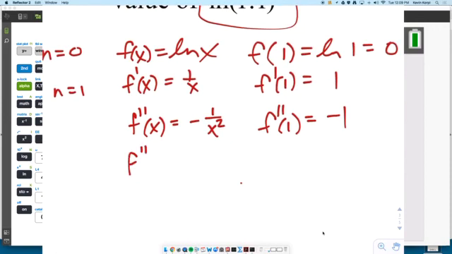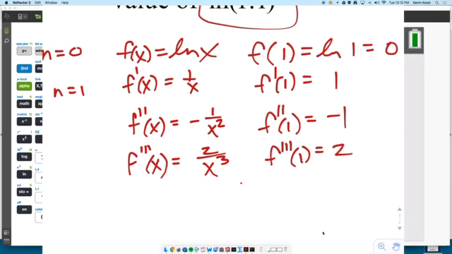The third derivative, this is really negative x to the negative second. So when you multiply, you get positive 2x to the negative third. So it's 2 over x cubed. And then the third derivative at the center is 2 over 1, which is 2.